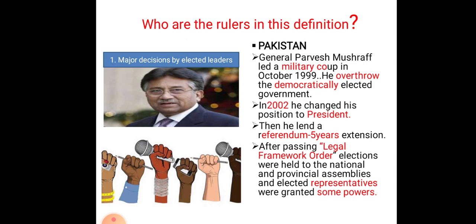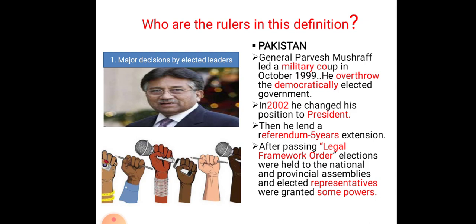Major decisions by elected leaders, the first feature of democracy. Who are the rulers in this definition? Yes. Are they really capable of ruling? Are all these people really worthy of ruling? We should remember that the rulers cannot do whatever he or she wants to do. He has to act within the framework given by the people or the limits which are set by the constitution. For example, we can say Pakistan.